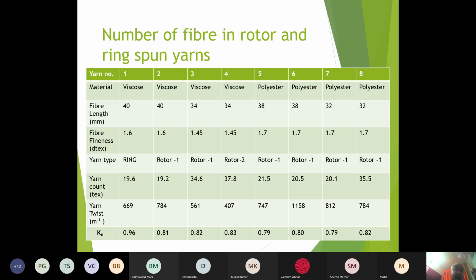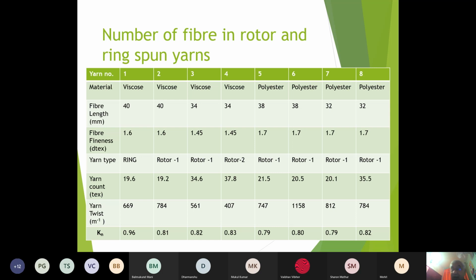So what we can say is that if I find the helix angle of ring yarn versus rotor yarn, then the helix angle in case of rotor yarn is going to be more in comparison to ring yarn, and that's why it is giving a lesser value of Kn. And practically we measured this helix angle. On an average, helix angle in case of ring yarn is around 12 to 13 degrees, and in case of rotor yarn it is around 17 to 18 degrees. And due to the increase in helix angle, the value of Kn is reducing.